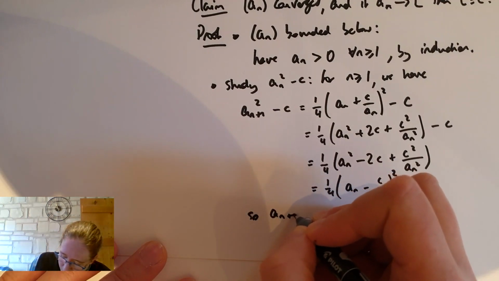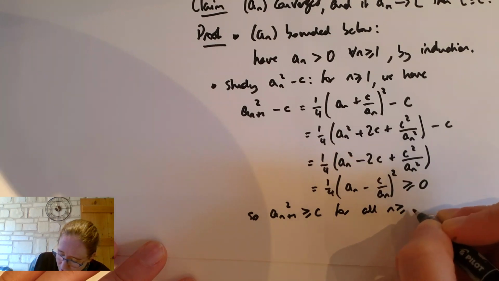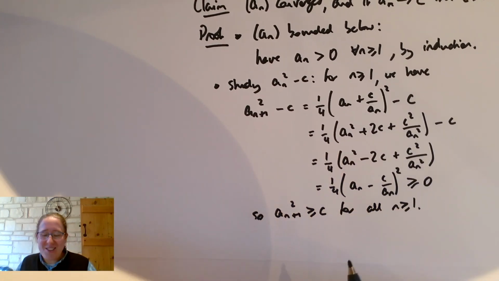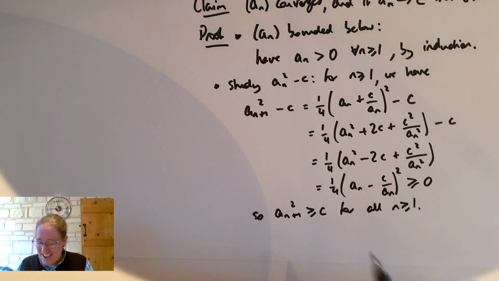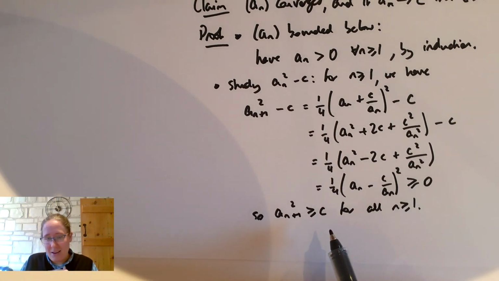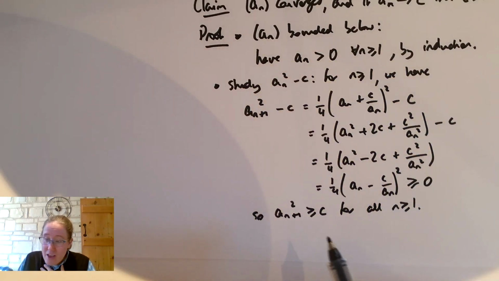So a_{n+1} squared is greater than or equal to c for all n greater than or equal to 1. So from a_2 onwards, the square is always greater than or equal to c. And that's kind of relevant because we think the sequence is decreasing and bounded below. Well, we hope that it's tending to the square root of c, secretly, that we're about to show exists. So this is reassuring in terms of we thought this is what we should have. And actually this gives us a lower bound for the sequence as well.